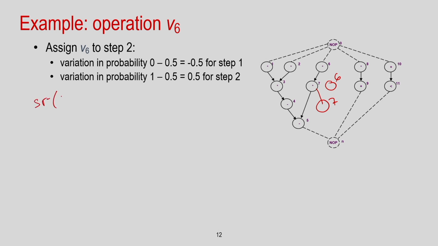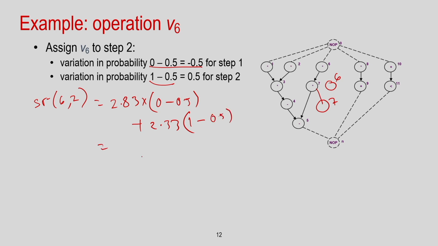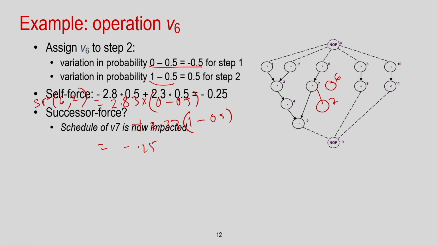So, change in priority in time step 1 is negative, because earlier it was 0.5. So, if I just write this, self force of operation 6 in time step 2, which is basically 2.83, which is the q 1 1 into 0 minus 0.5, because it is not scheduled here, right. So, this is minus 0.5, and plus 2.33, here it is now scheduled. So, earlier it was 0.5, so if it is scheduled here, it will become 1, minus 0.5. So, if you just do this, you will get minus 0.5. Okay.